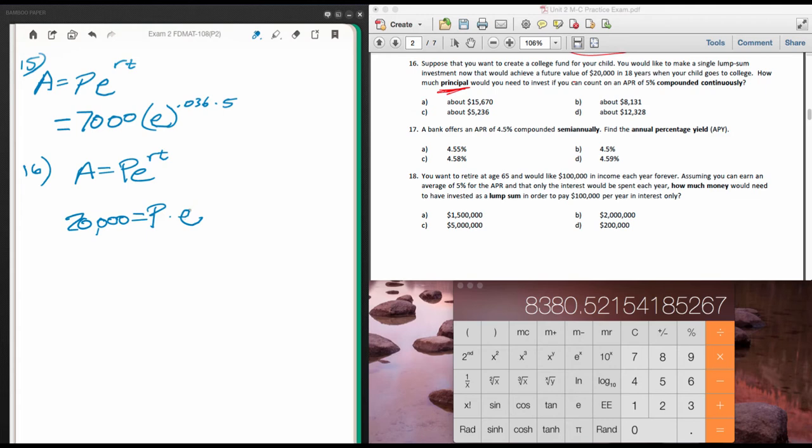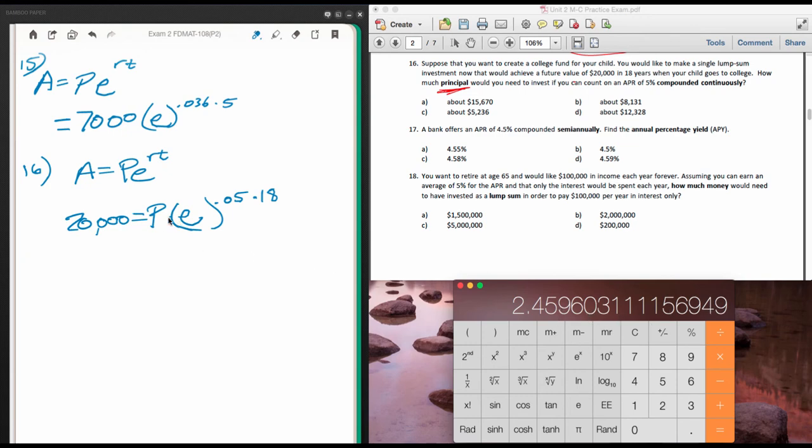E, remember that's a number. R represents the rate. We want 5%, so I'm going to put 0.05 times the number of years, in this case 18 years when your child goes to college. Notice I have everything in here but P. So now we're going to solve for P. Let's first calculate this: 0.05 times 18 years. That's 0.9, and then we'll raise e to the power of 0.9, which gives us this value.